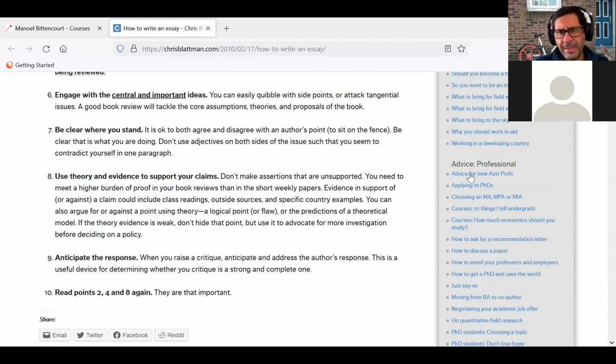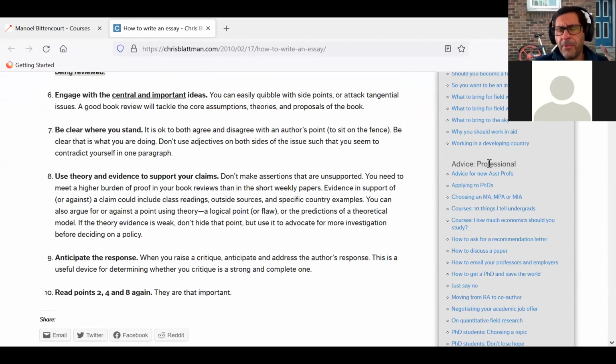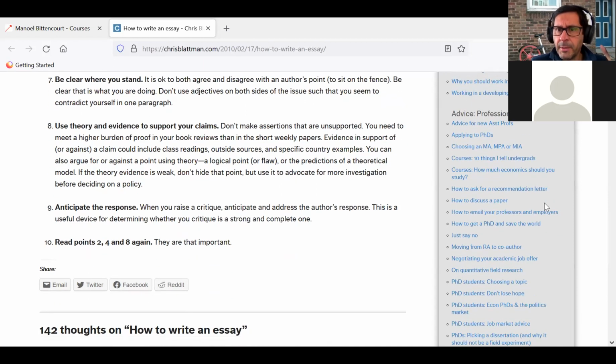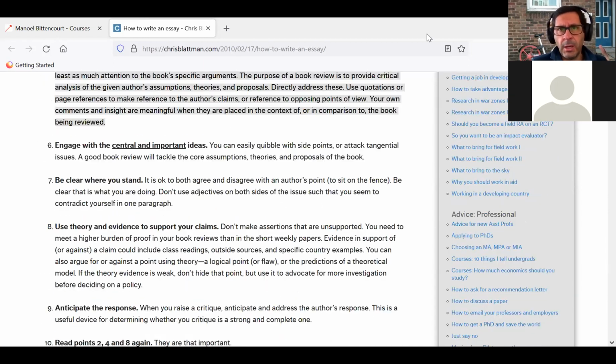He's got this massive blog. For instance, you can see professional advice, advice for new assistant profs, applying for PhDs, choosing a Master of Arts, as they call it in the US program. A lot, even how to write an email, right? A lot of information there. It's a massive blog. I think it's worth visiting.